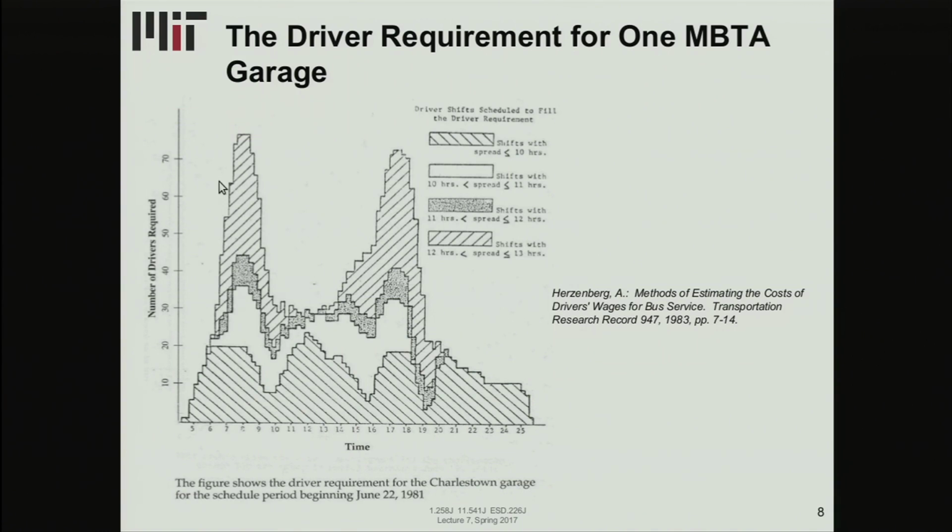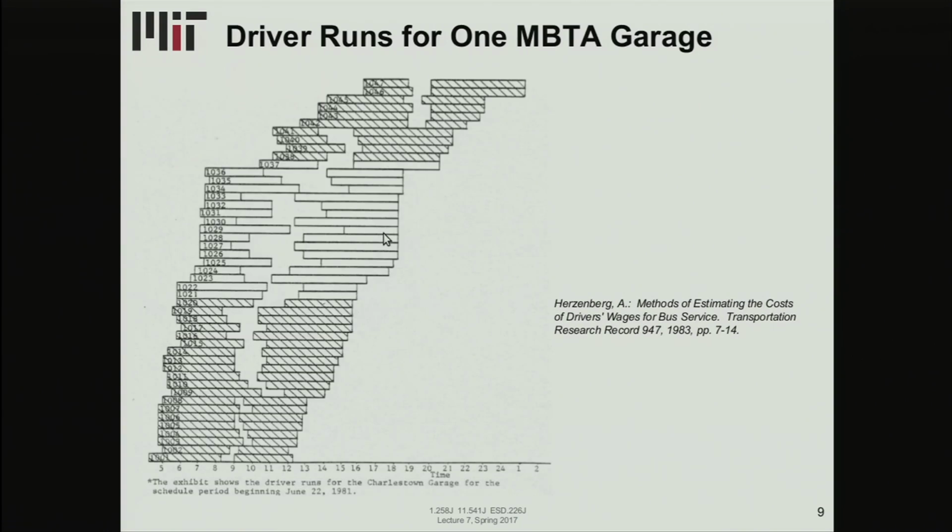So could you explain maybe, let's say I'm a driver that runs the shifts with 12 hours less than spread 13 hours, the bottom one? The ones that are driving the peak, yeah. When would I work, and then what hours do I get paid for? Excellent segue for the next slide.